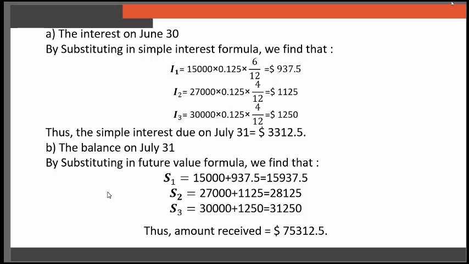At the second, the balance on July 31, we get it by substituting in the future value formula. We find that S1, which is equal V1 plus I1, 15,000 plus 937.5 equal 15,937.5. S2, which is equal V2 plus I2, so S2 equal 28,125, and also S3 equal V3 plus I3, so S3 will be equal 31,250. The total amount received is $75,312.5.